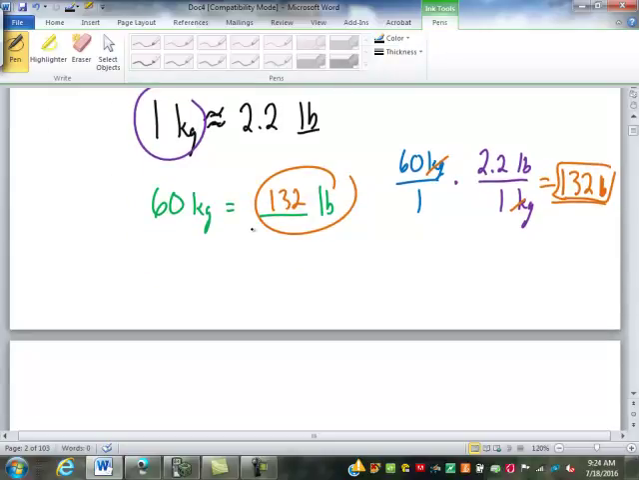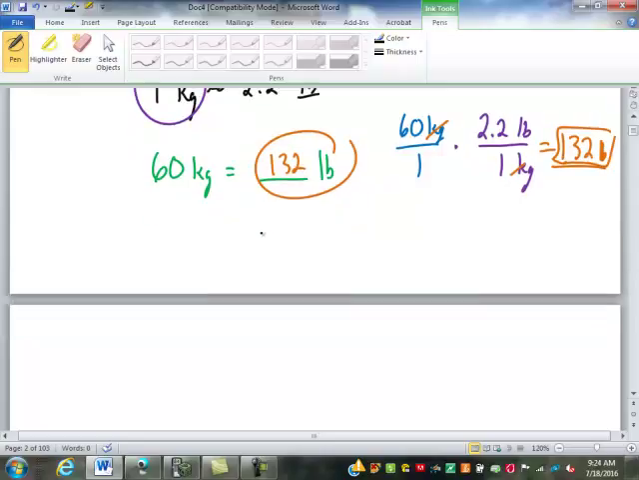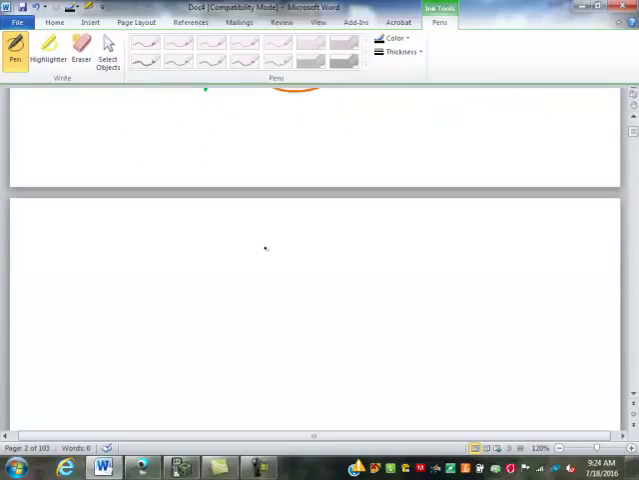If you're going the other way from pounds to kilograms, I normally would just do the opposite. I would just divide by 2.2 instead of multiply. But again, the textbook wants you using 1 in those denominators. So let's say that you weigh 160 pounds and you want to know how much that's going to be in kilograms.